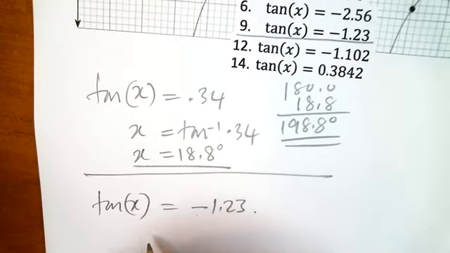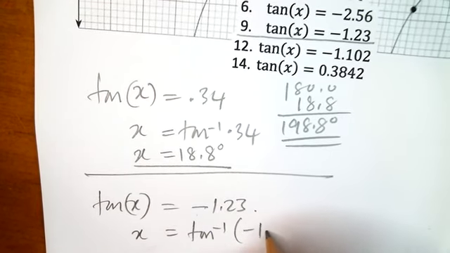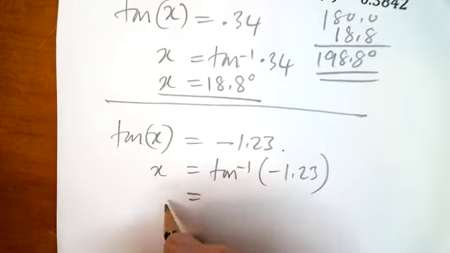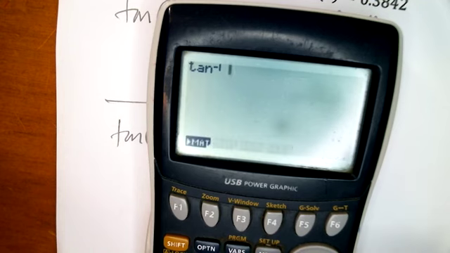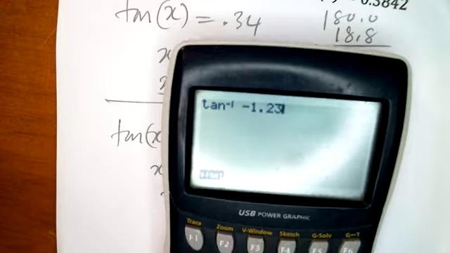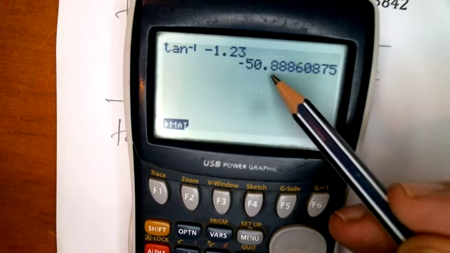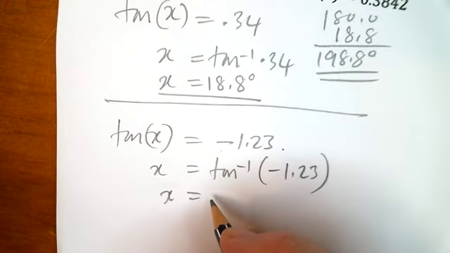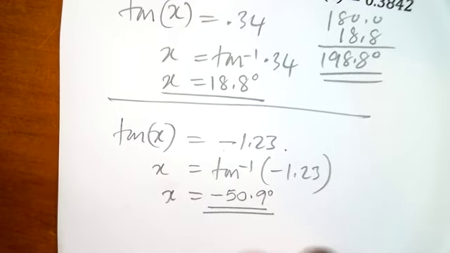Let's have a look. So we're going to find x is equal to the arctan of negative 1.23. So x, what does x equal here? Let's see what that turns out. So we've got the arctan, and we've got negative 1.23. Was that the one? Yes, it was negative 1.23. There it is. Let's see what we get. And we get, oh my goodness, 50.88. I'm going to call that 50.9, yeah? So it's negative 50.9 degrees. Well, what does that mean?